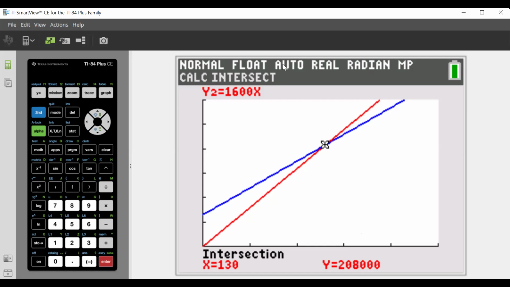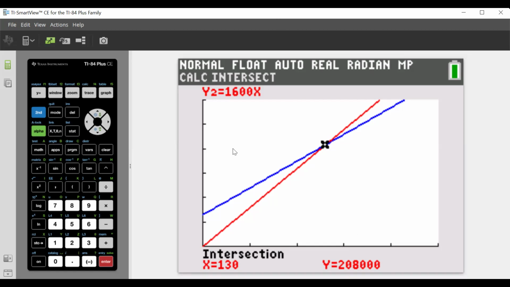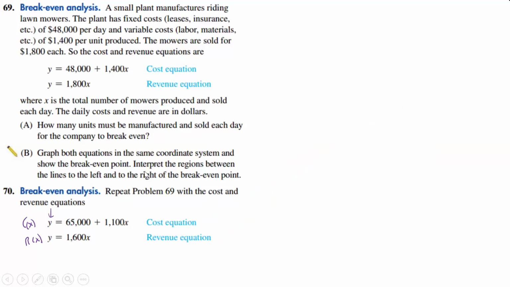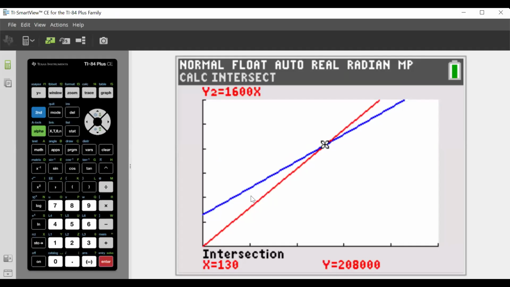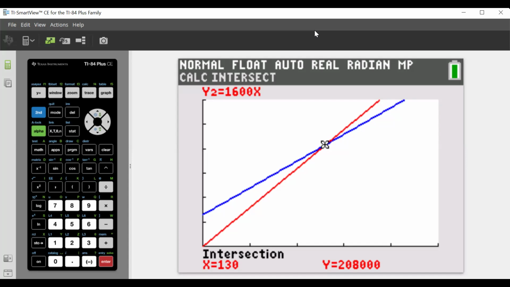So I think they also asked for something else here. What was the other thing? Graph both and interpret the regions between the lines to the left and to the right. So over here, to the left, the cost is higher than the revenue, because this is their revenue and this is their cost. But over here, the revenue is higher than the cost. So that's why at the point where they're equal, that's the break-even point. So cost is higher on the left, revenue is higher on the right.